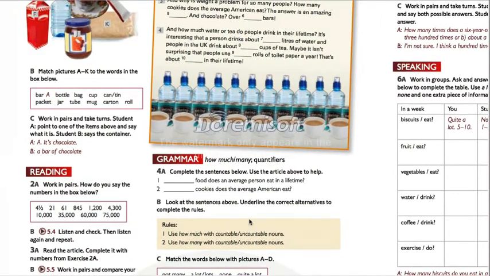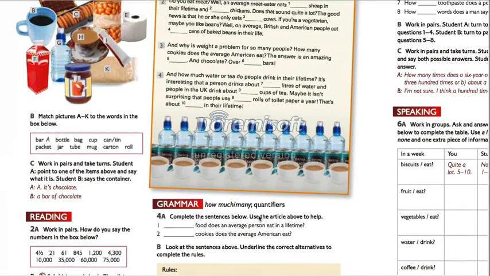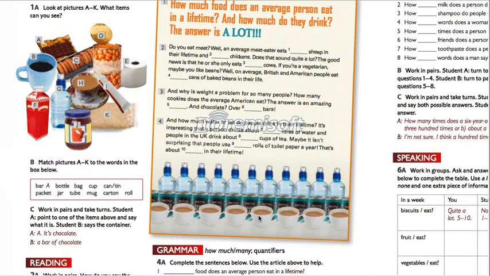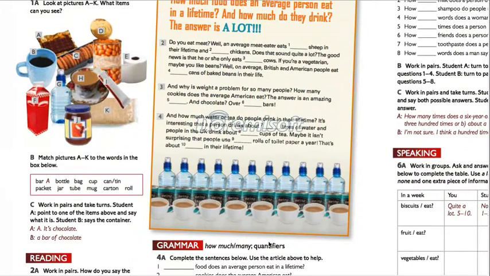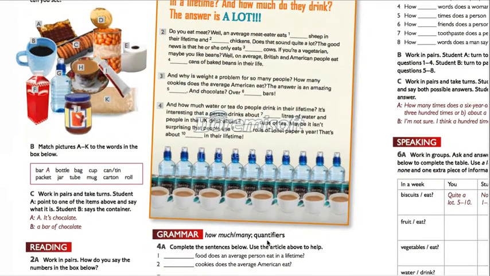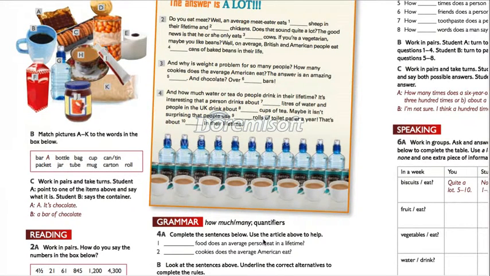Now the learner has already read the article, so they're directed back to the article to try and find an answer. And in the title here, we can see how much food does an average person eat in a lifetime. So the learner is going to see that and write how much in the first blank.